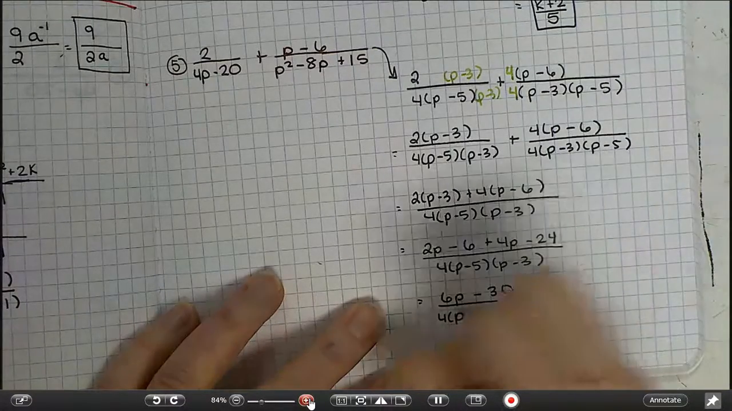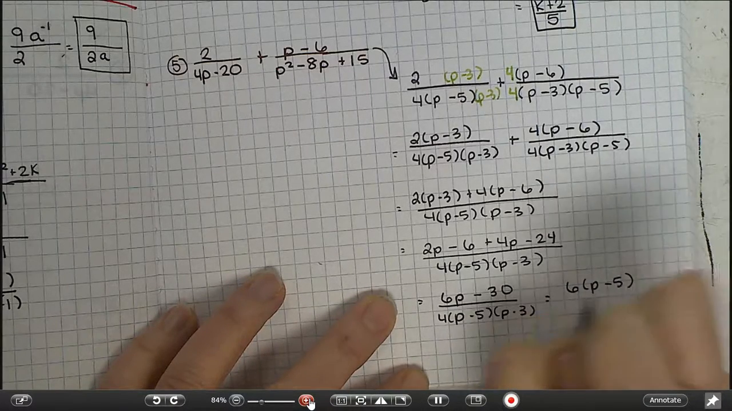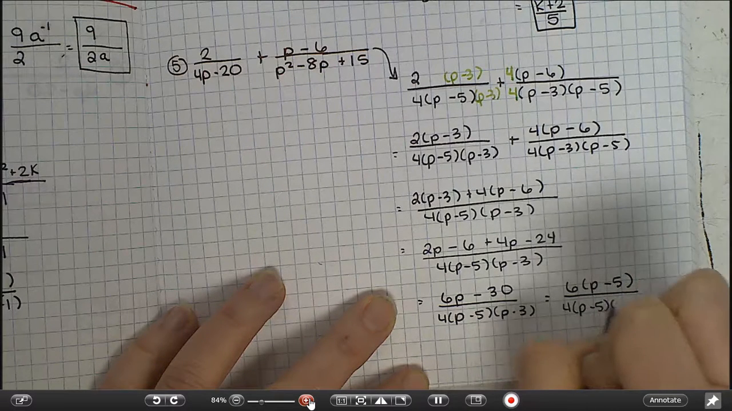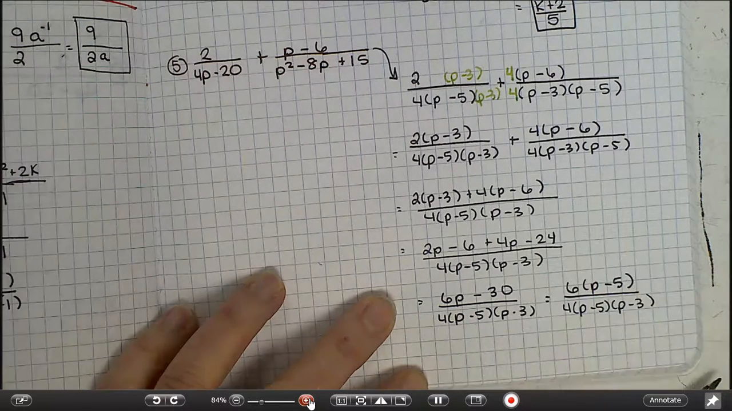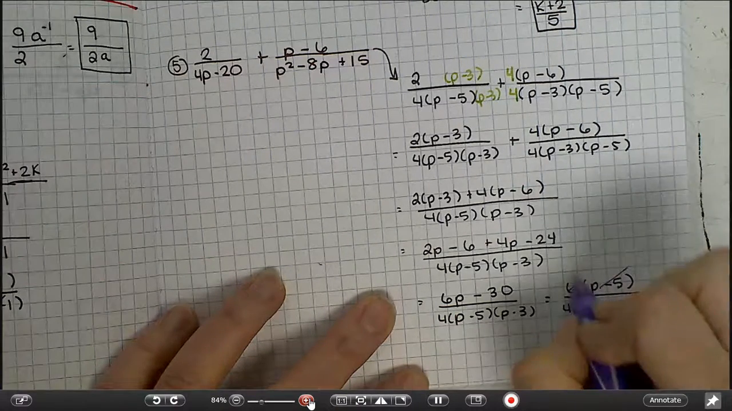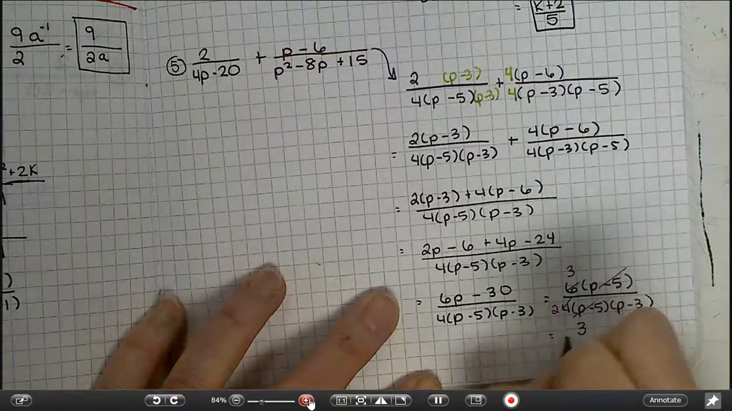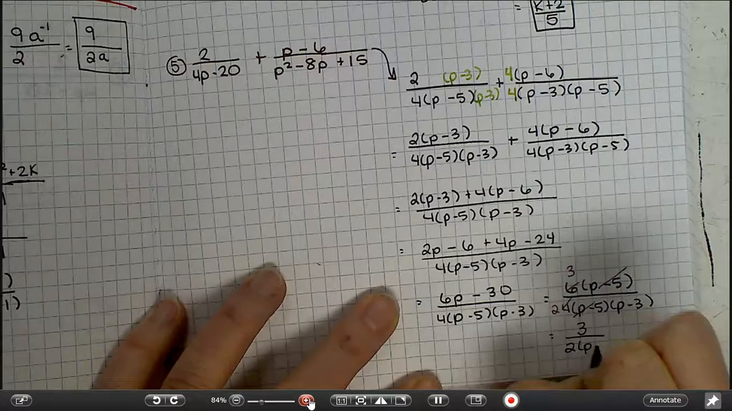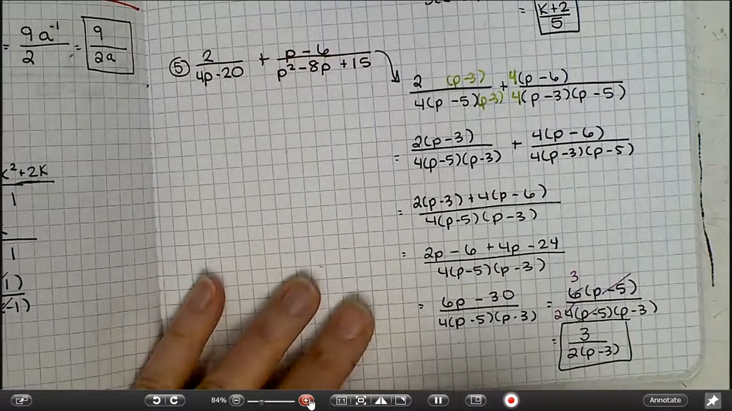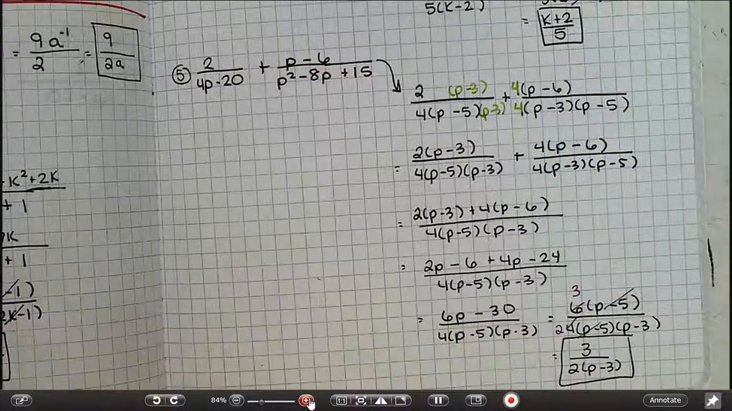Now we're going to factor if we can, and it looks like we can take out a 6, which leaves us with 6 times p minus 5. And we can cross off our common factors and simplify the numbers. So we have 3 over 2 times p minus 3. I know it's a little crazy, but hopefully practice will make you really good at it, and hopefully the second time was the charm.